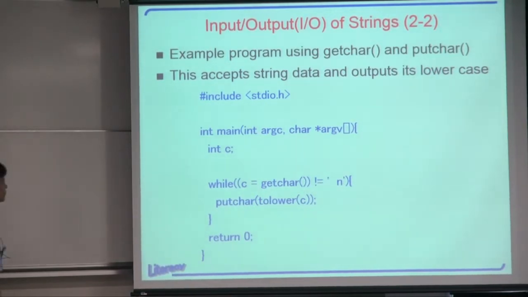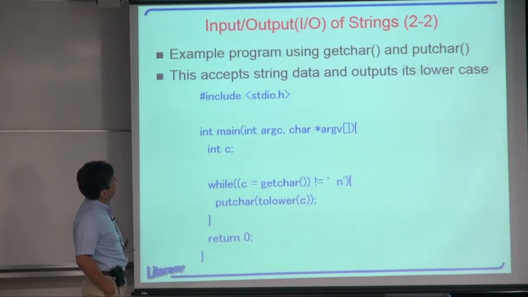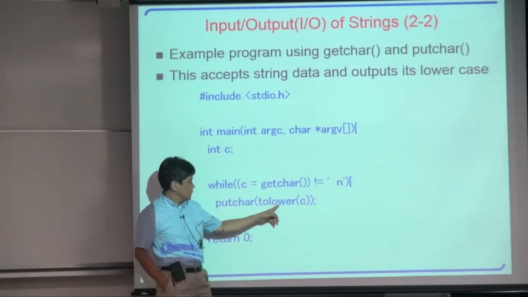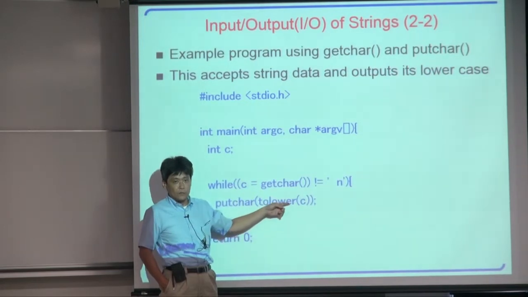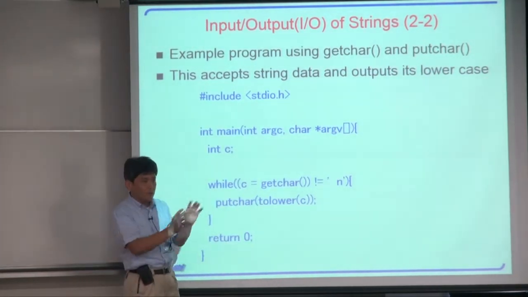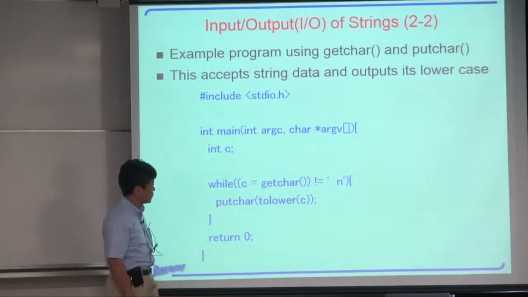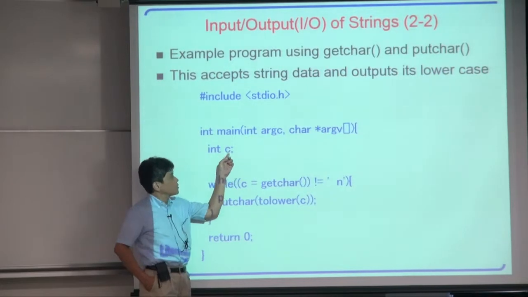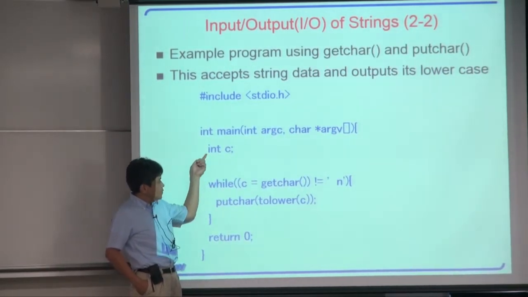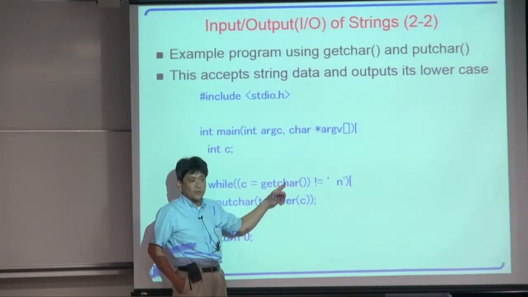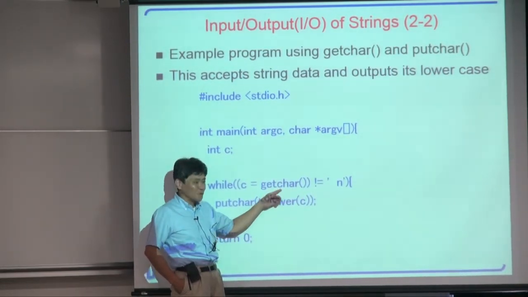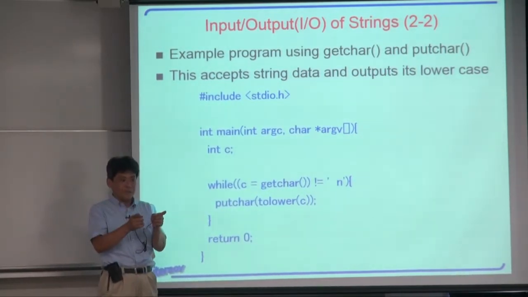So this is the actual program, a very simple program. As shown here, this program accepts any string data and outputs it in lower case using this library function. The tolower function converts from capital letters into small letters. Only variable c is defined as an integer type, because the return value of the getchar function is integer type. It may be confusing, but actually character data is integer type data.